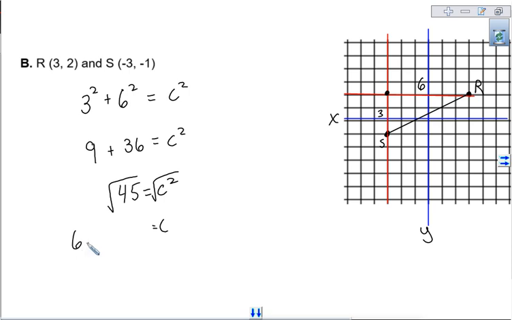And when you type it into your calculator and get your square root, you get something like this. And again, we're rounding to the nearest tenth. So remember that that 7 is the tenths spot. We're looking behind it. That's a 0, so it stays the same. So we have 6.7 for our length for RS.